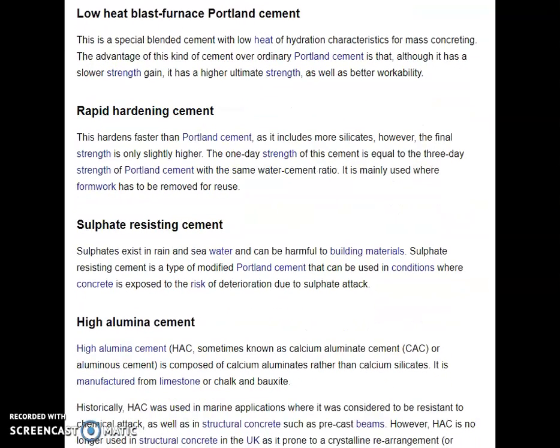Okay, then low heat blast furnace Portland cement. This is a special blended cement with low heat of hydration characteristics for mass concreting. Can you give me an example of mass concreting? See what happens, mixing of water with cement is an exothermic process. So when this process takes place, there's a lot of heat produced. So you cannot use very high heat of hydration type of cements in mass concreting because if it's a big bulk, then this heat will require long route to come out to the surface.